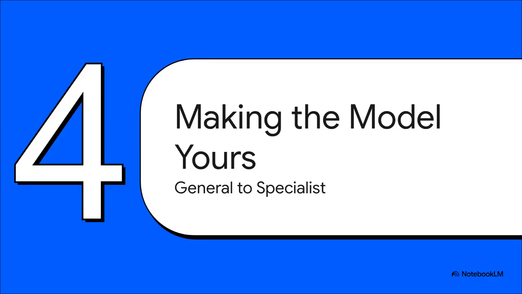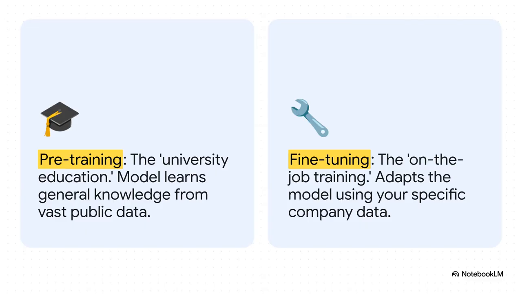Okay, so these models come with a ton of general knowledge. But the real magic, the real competitive advantage happens when you turn that generalist into a specialist, an expert on your business. And this is a two-step process. First comes pre-training. Think of this as the model's university education. It reads a huge chunk of the internet to learn grammar, facts, and reasoning. Then comes fine-tuning. This is its on-the-job training. You feed it your company's private data, and it learns your specific lingo, your products, and your customers.